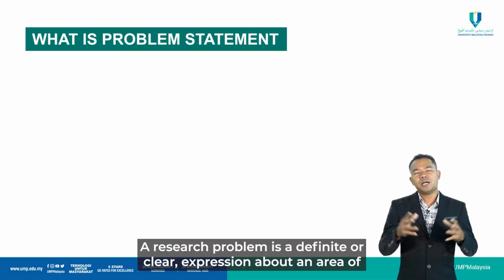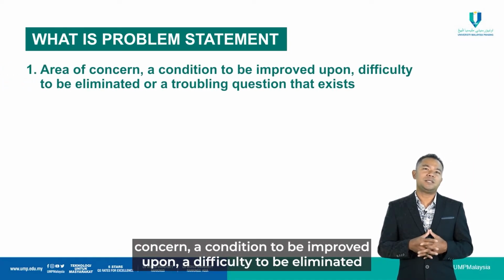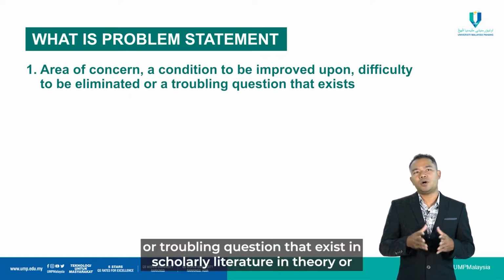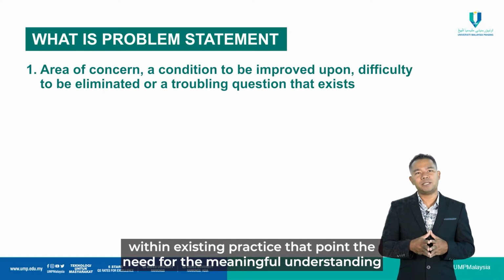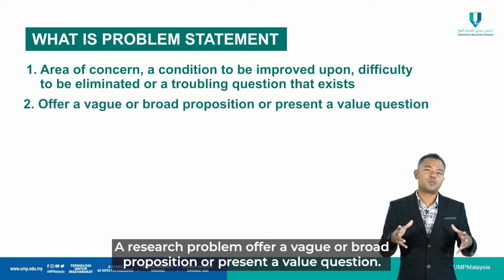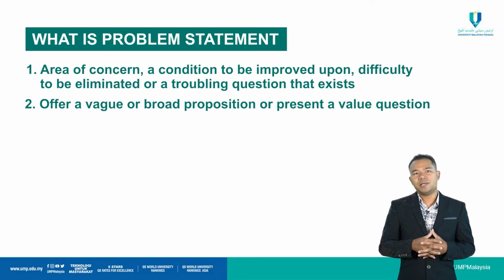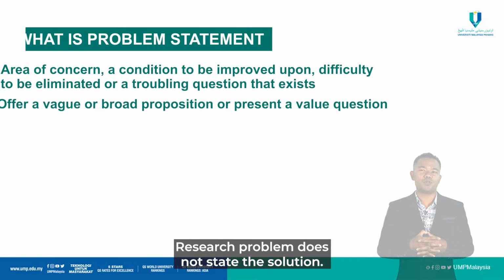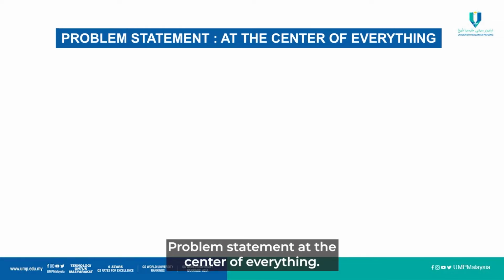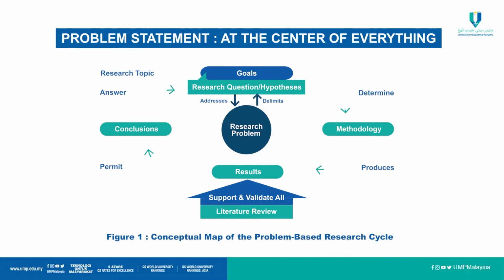What is a problem statement? A research problem is a definite or clear expression about the area of concern, a condition to be improved upon, a difficulty to be eliminated, or a troubling question that exists in scholarly literature, in theory, or within existing practice that points to the need for meaningful understanding and deliberate investigation. A research problem offers a vague or broad proposition or presents a value question. A research problem does not state the solution. The problem statement is at the center of everything. As you can see, this is an example of the concept map of the problem-based research cycle.